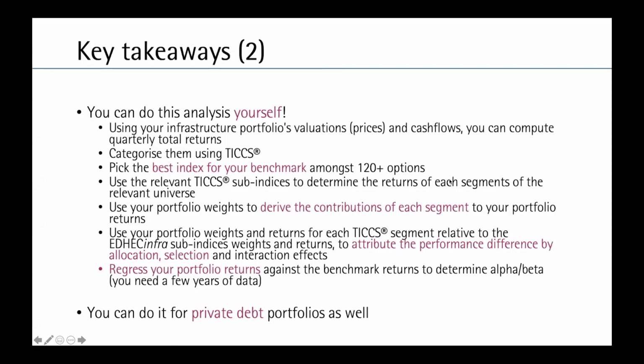You can pick the best index for your portfolio. In the platform, you'll find 120 combinations of equity indices. So you can pick the one that's the best benchmark. You can get 20 years of data on the returns of each of the TICS segment, a sub-segment of this benchmark. And from there, you can derive the return contributions of your portfolio. You can make the same attribution analysis, etc. And of course, you can also do this for debt indices because we produce a whole bunch of debt indices, and basically you could apply exactly the same principle.